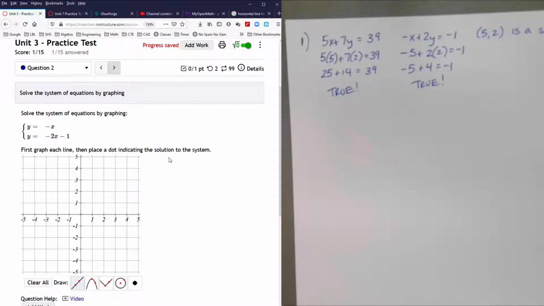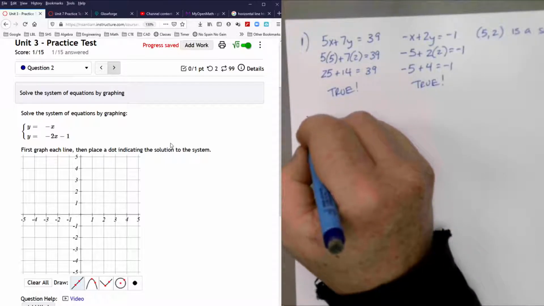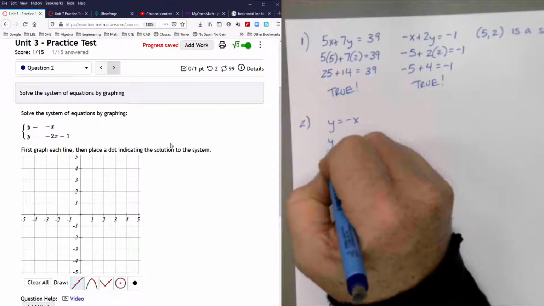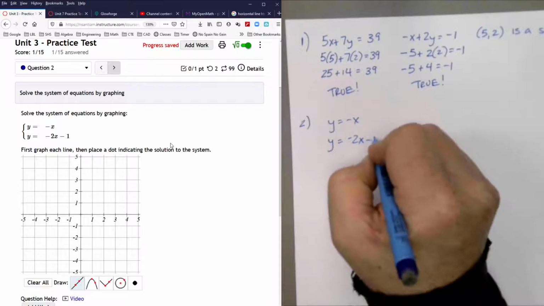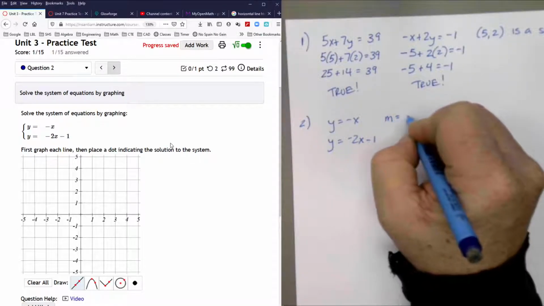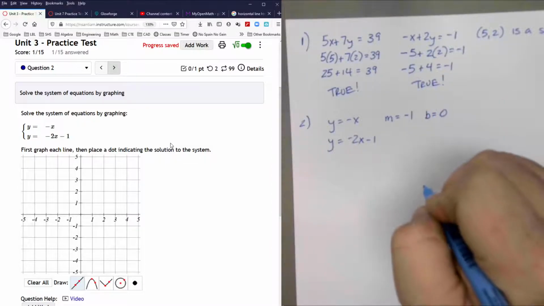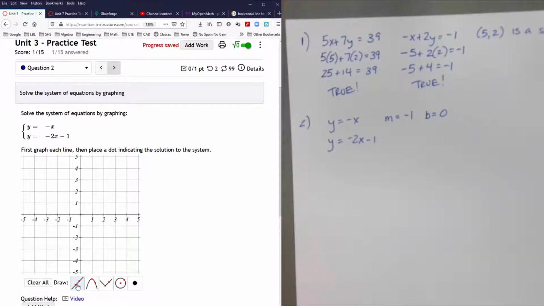Question number 2, they ask you to solve the system of equations by graphing. And so I'm just going to graph each one of these lines. So number 2, we've got y is equal to negative x, and y is equal to negative 2x minus 1. So for this one, my slope is negative 1 and my y-intercept is 0. Okay, so first line, it crosses the y-axis at 0 and has a slope of negative 1. So it goes down 1 and to the right 1. So there's the first line.